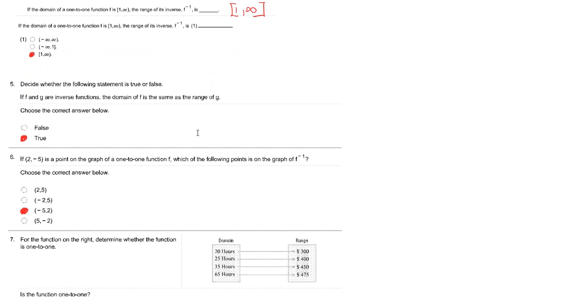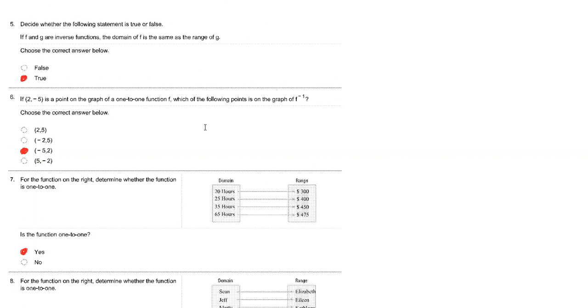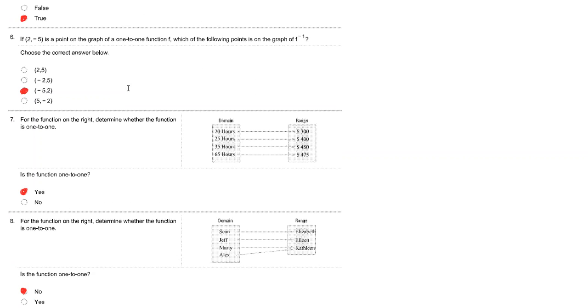Okay? Decide whether the following statement is true or false. If f and g are inverse functions, the domain of f is the same as the range of g. That is true. If (2, -5) is a point on the graph of one-to-one function f, which of the following points is on the graph of f inverse? Okay, f inverse. So you could have (-5, 2). That would be the complete switch. And there's that point there.